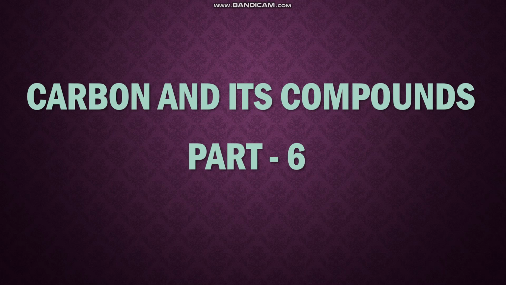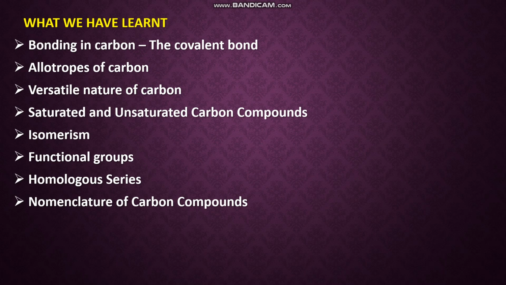Today, let us continue the lesson carbon and its compounds. In the previous classes, we have learned the bonding in carbon, the covalent bond, and allotropes of carbon: diamond, graphite, and fullerene. Then the versatile nature of carbon. That means why carbon is forming such a large number of compounds. The reasons are catenation and tetravalency.